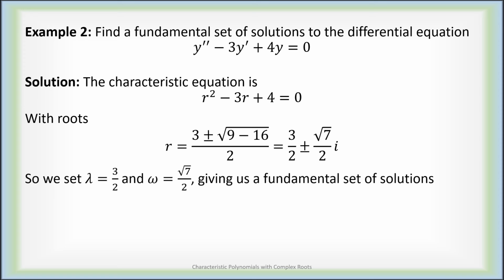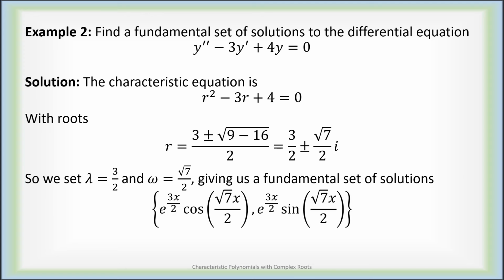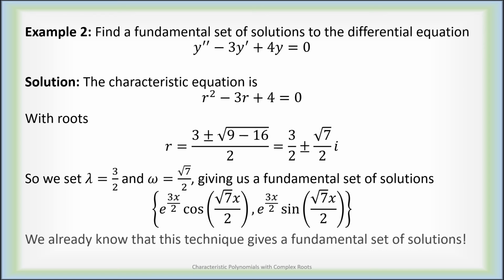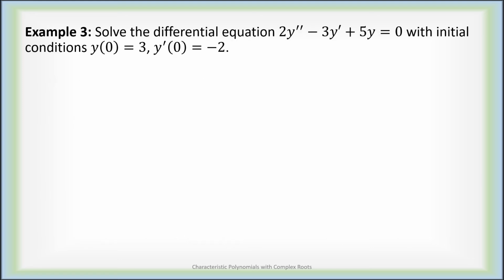So if I set lambda to be that 3/2 and omega to be that root 7 over 2, we immediately get a fundamental set of solutions following from the formula we've worked out: e to the lambda x cosine omega x and e to the lambda x sine omega x. And there it is. Notice we already know that this will give us two solutions and they will be linearly independent because we worked it out in general. So there's really no need to check it again now.